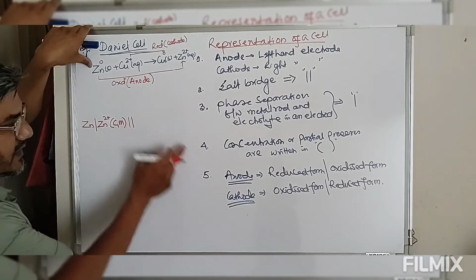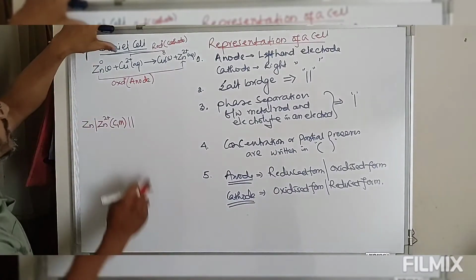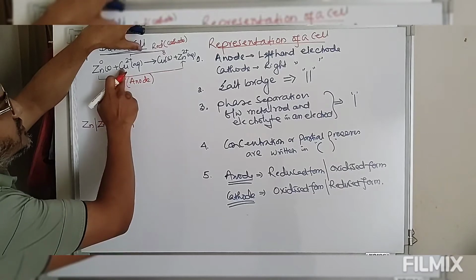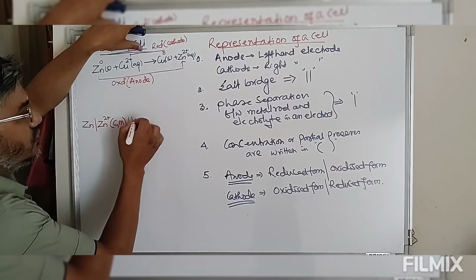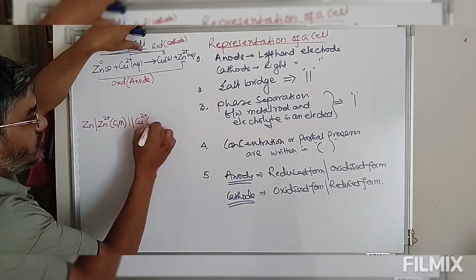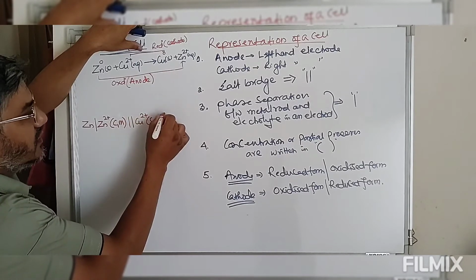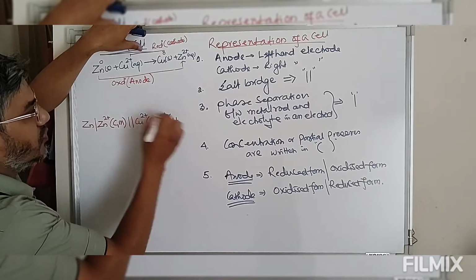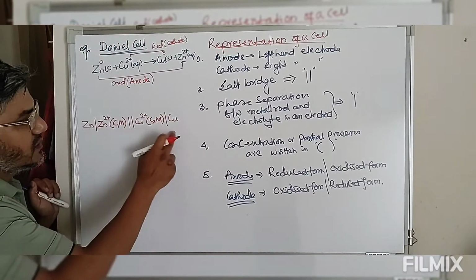Now right hand side is cathode. Cathode should be written as oxidized form to reduced form. So look at this, this is cathode, this is oxidized form, this is reduced form. So copper +2 is changing into copper 0. So this must be written as copper +2 aqueous solution. Let's suppose this concentration is C2 M, in contact with copper solid. So this is the cell.